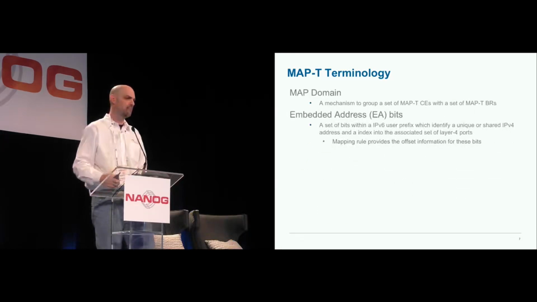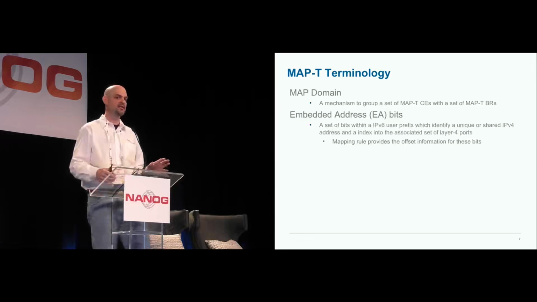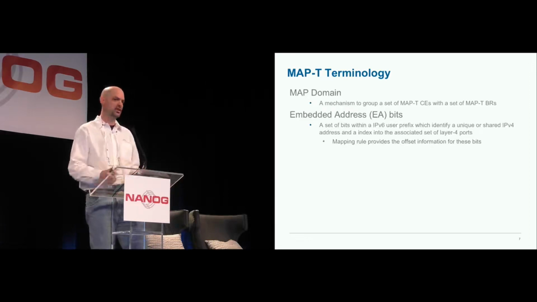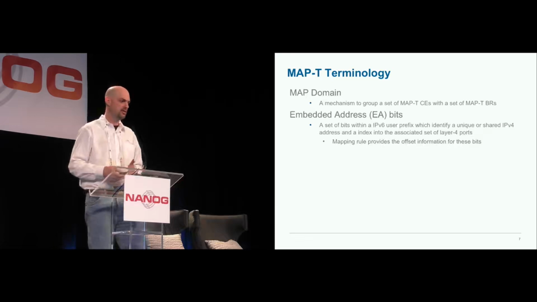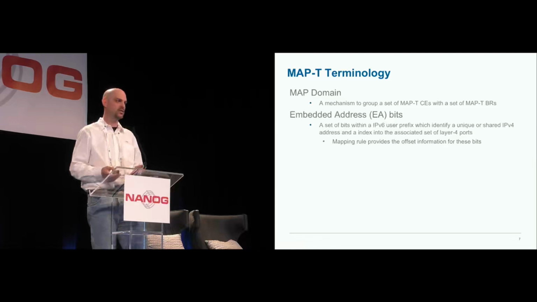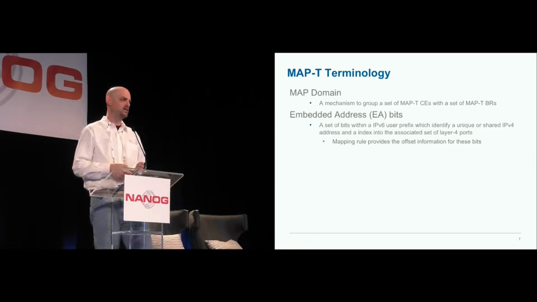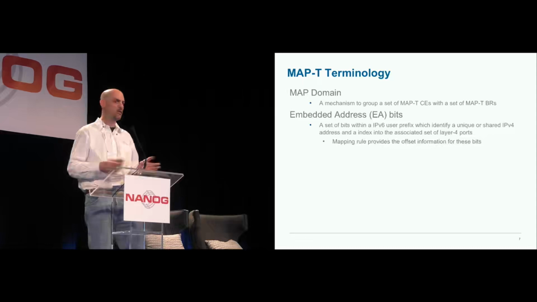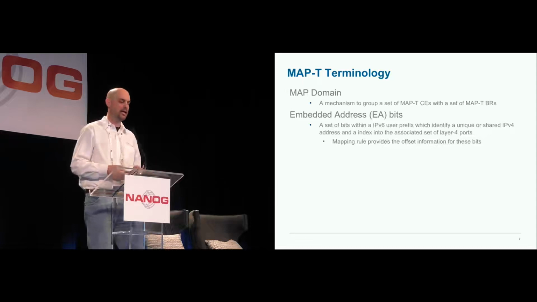Map domains is simply a mechanism to group a set of MAP-T CEs with a set of MAP-T BRs. We use it for scaling out the solution and distributing the load. And lastly is the notion of the embedded address bits. These are bits that are embedded within the user-assigned prefix. And this is going back to the ability of the subscriber gateway to identify both the public address that they're going to use and the set of ports that they're going to use. That information is embedded in these bits, and combined with the mapping rule, it allows the CPE to determine its posture.